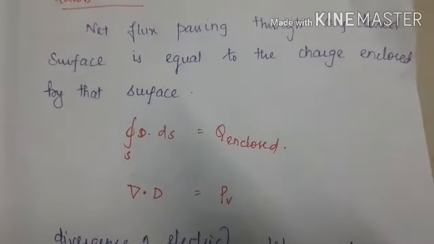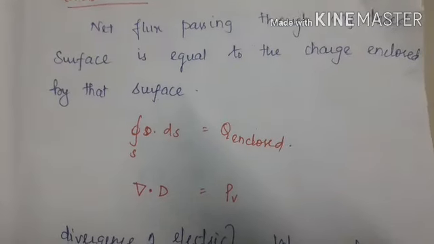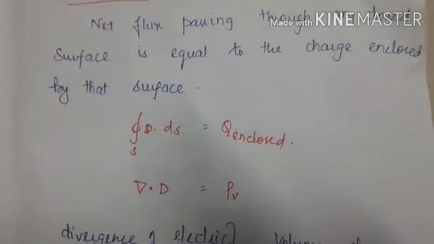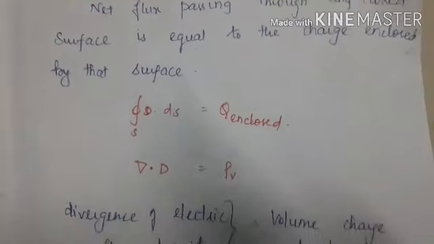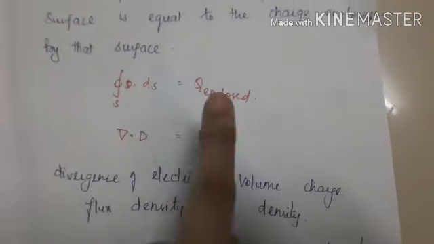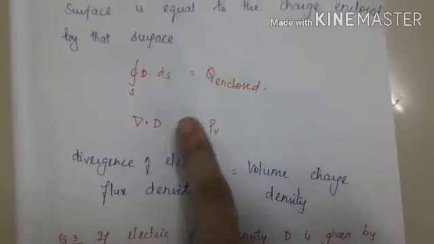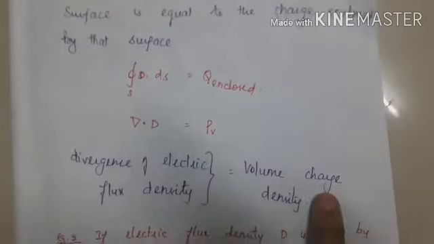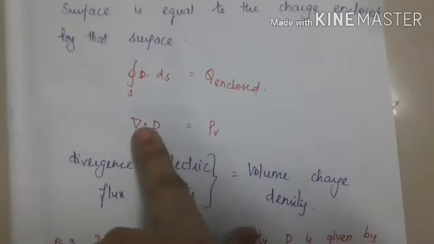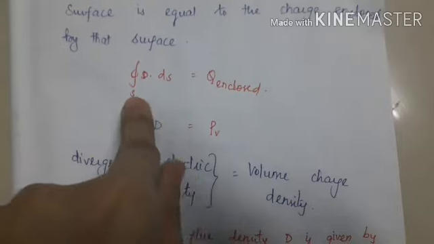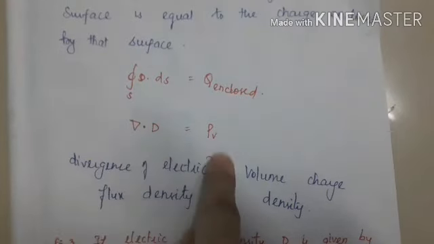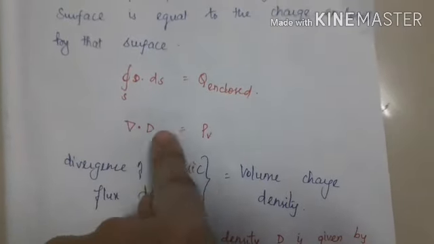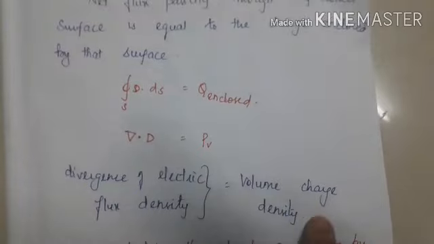Whereas in point form, it can be written as del dot D is equal to rho V. That is, the divergence of the flux density is equal to the volume charge density. How do we say divergence? Del dot. The divergence of the electric flux density is equal to the volume charge density.